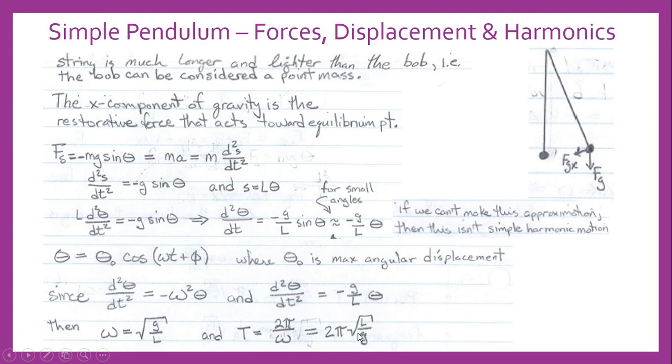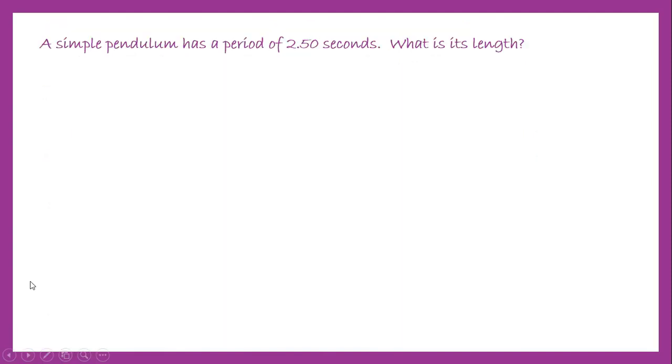This expression here is on your reference sheet. This is also a very important relationship to understand about pendulums. What affects the frequency or the period is the length of the string and the gravitational field strength. The mass of the bob has nothing to do with it. Let's look at a problem.